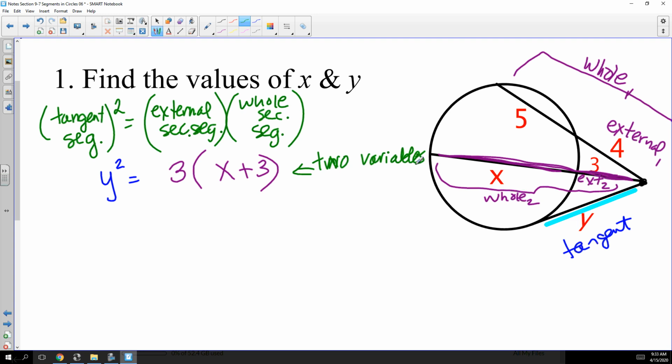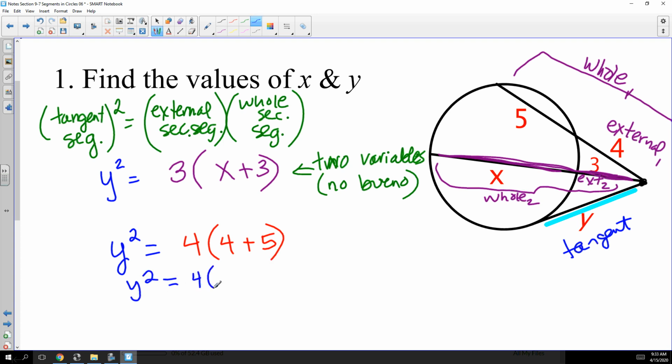Let's try to set this up a different way. So that's no bueno, right? We're going to try to set it up a little bit differently. So let's try this one. Let's see if we set it up as y squared equals 4 times the whole secant segment, 4 plus 5. That'll work a little bit easier, okay? So then we get y squared is equal to 4 times 9, y squared is equal to 36, and y is equal to 6. And then we're done. And then if you'd like to go back and use that in this other equation, there's no harm, no foul.